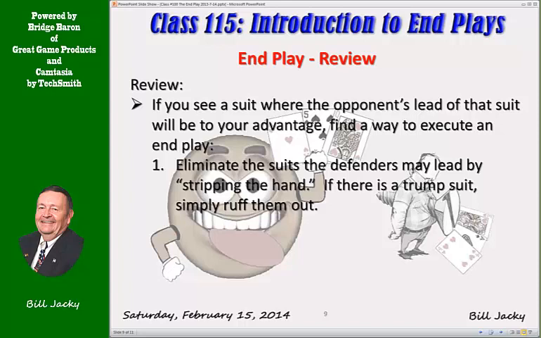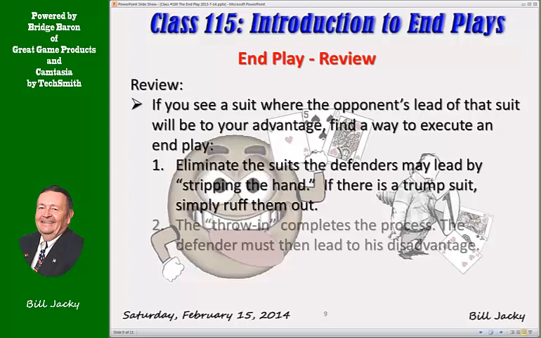An end play can work in a no-trump contract, but it's more difficult because you probably will lose control of the hand if they lead a suit. You need both hands to be out, but it can happen in a no-trump contract. The throw-in is the play where you throw away a loser, one of them wins, and at that point is forced to lead the card to your advantage, to their disadvantage.